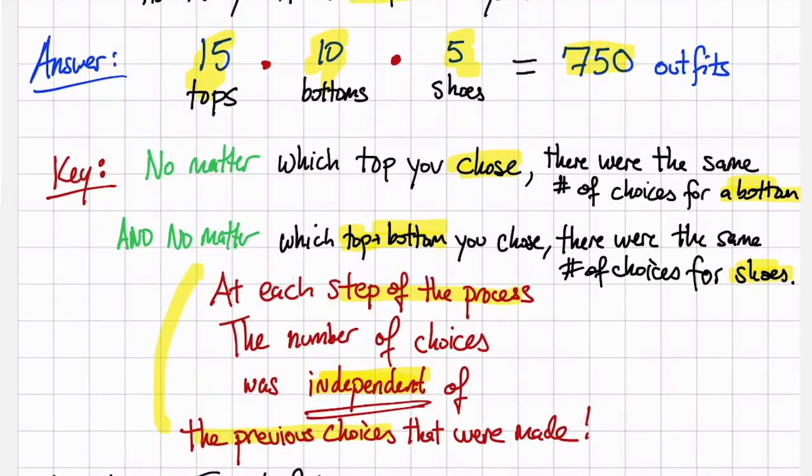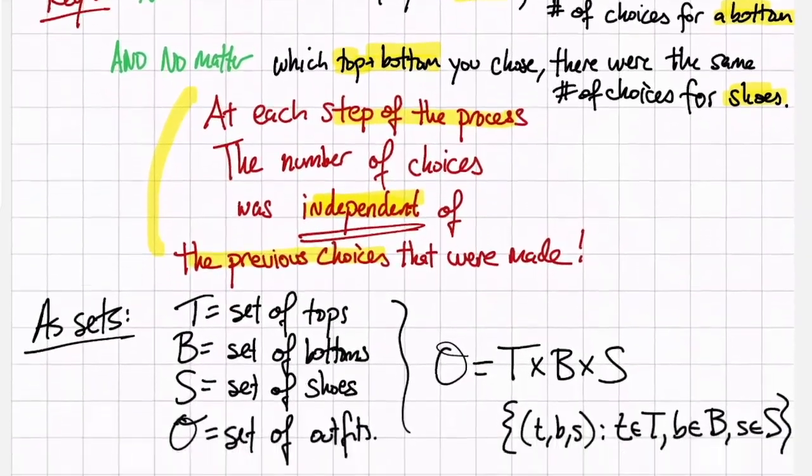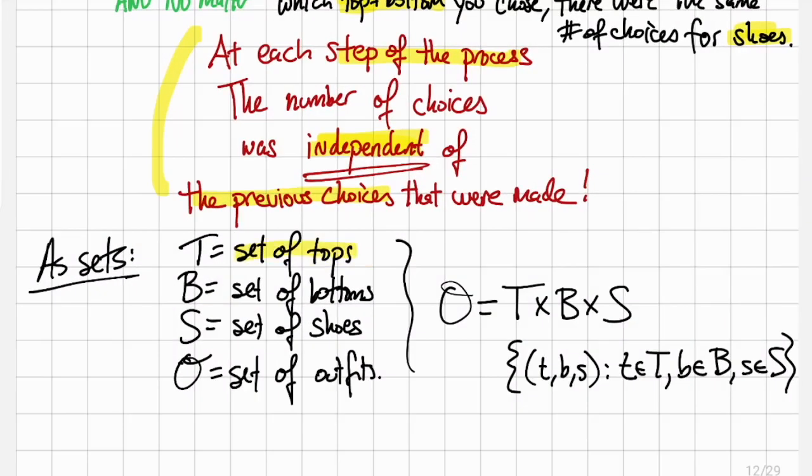We can also understand this as a situation involving sets. We can think of T as the set of tops you can choose from. We can think of B as the set of bottoms you can choose from. And we can think of S as the set of shoes you can choose from. Then, what we're trying to count is the set of outfits. And mathematically, we can write that as a Cartesian product. The set of outfits is the Cartesian product of T with B and S, and that's because every outfit is a triple, a choice of top, bottom, and shoes.